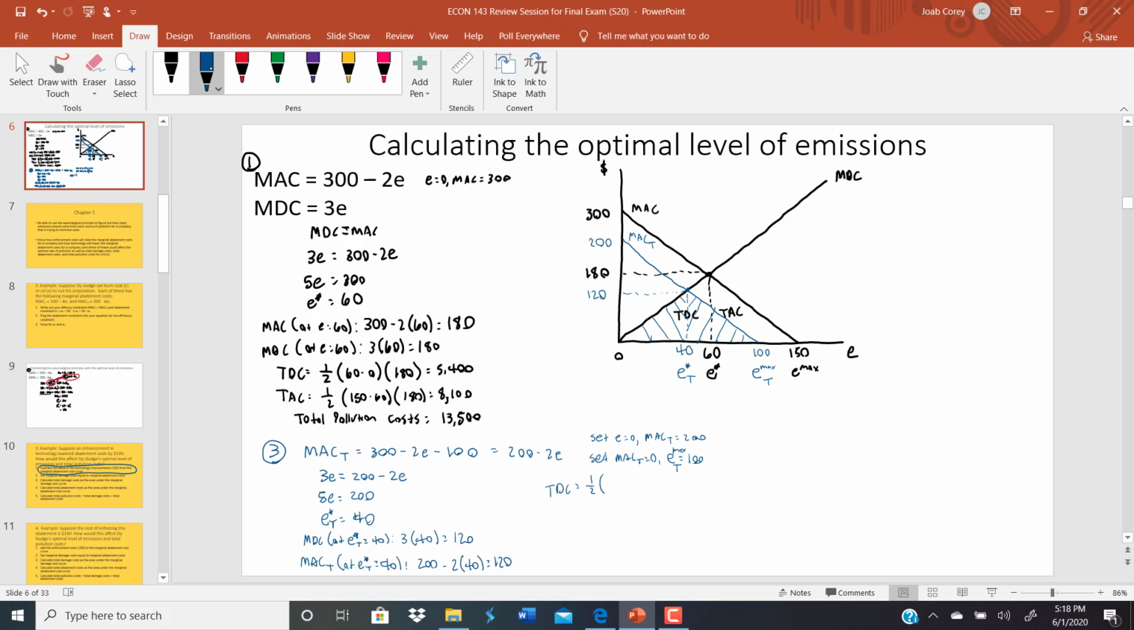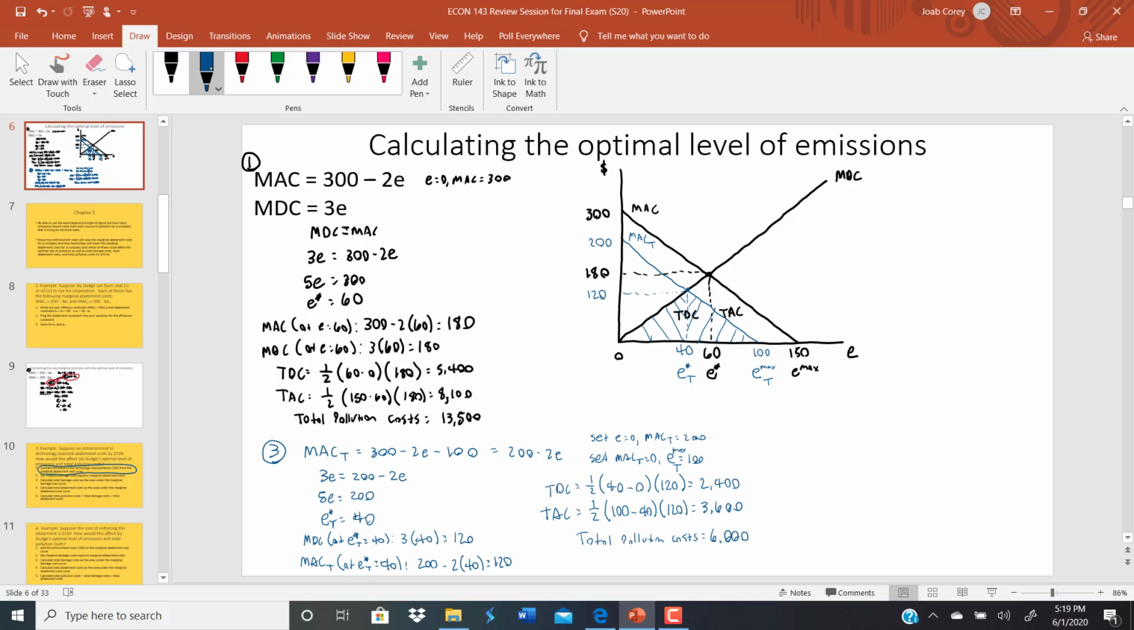So our total damage cost is equal to 1/2, and we need the base of that triangle, which is 40 minus 0, times the height of that triangle, which is 120. So that's going to be 1/2 of 40 times 120, which is equal to 2,400. And then our total abatement cost is the area under that marginal abatement cost curve at this new equilibrium. That's going to be 1/2 of 100 minus 40, or 60, times that height of 120. So 1/2 of 60 times 120 is 3,600. And so your total pollution costs at this new equilibrium is equal to 6,000.